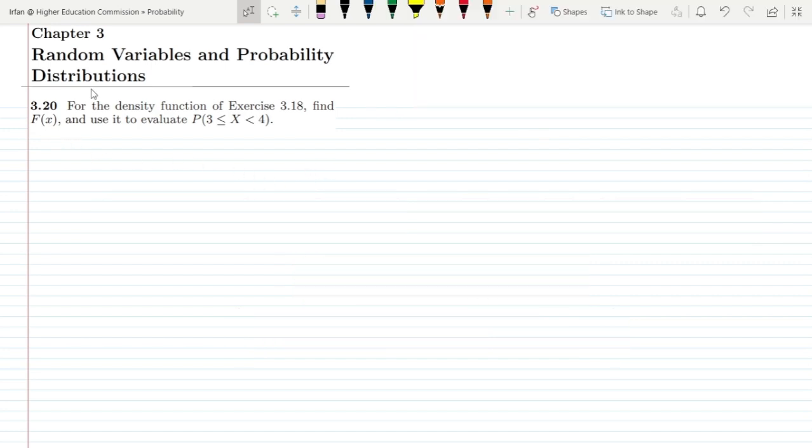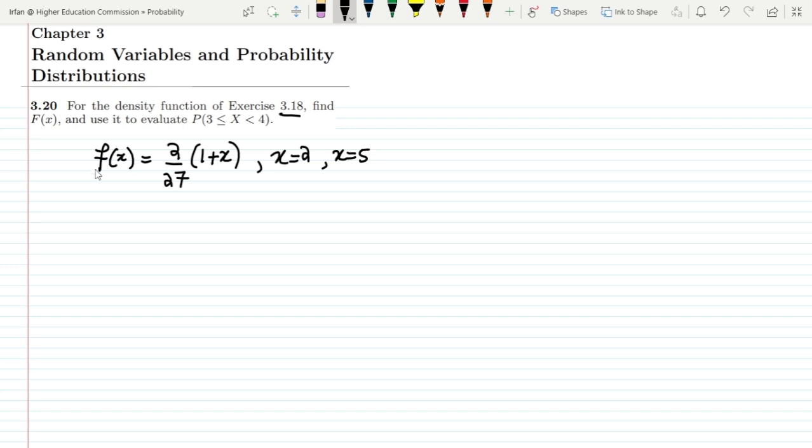So this is question 3.20 of chapter 3, and the statement is: for the density function of exercise 3.18, find F of x, which is basically the CDF, and use it to evaluate the probability that x is greater than or equal to 3 and less than 4. In exercise 3.18 we had f of x equal to 2 divided by 27 multiplied by 1 plus x, from x equal to 2 to x equal to 5. So this was the probability function.